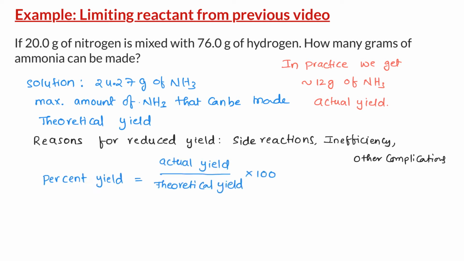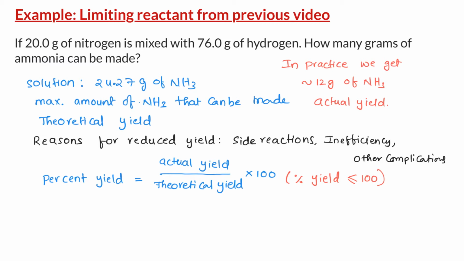The actual yield is often expressed as a percentage of theoretical yield. That is, percent yield is equal to actual yield divided by theoretical yield times 100. Since the actual yield is always less than the theoretical yield, the percent yield of any reaction is less than or very close to 100.